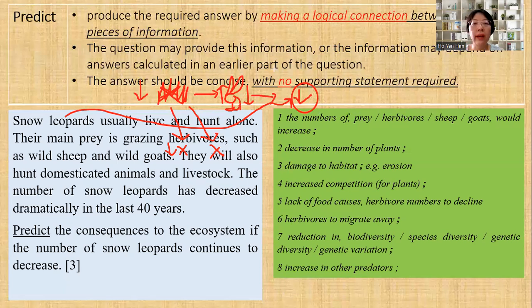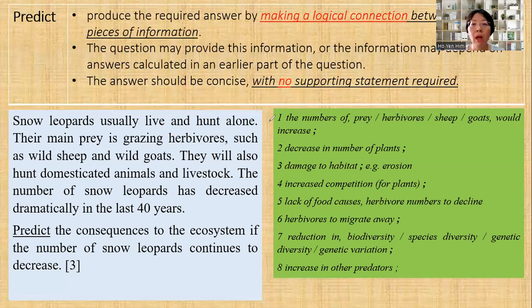Okay, so let's look at the answer. The number of prey of the snow leopard will increase originally because the predator number drops, right?